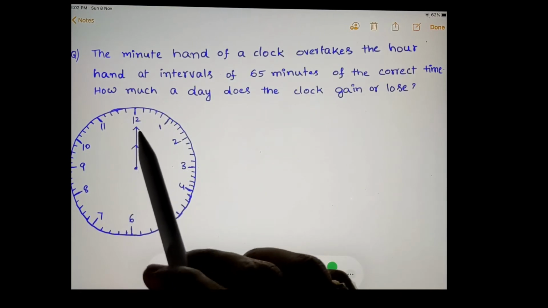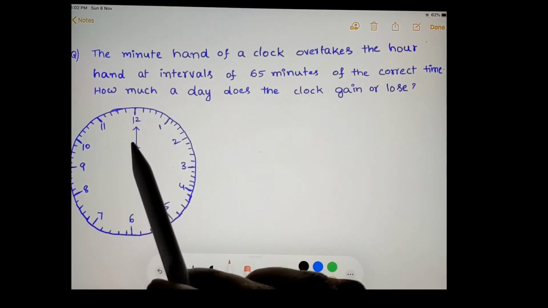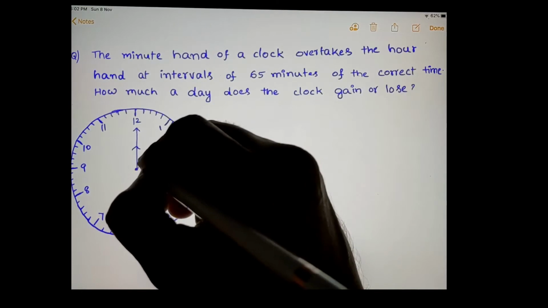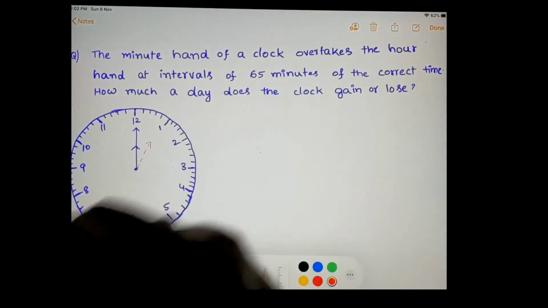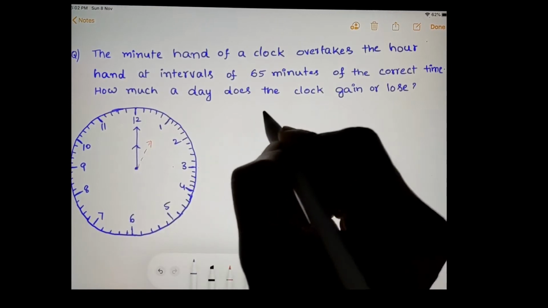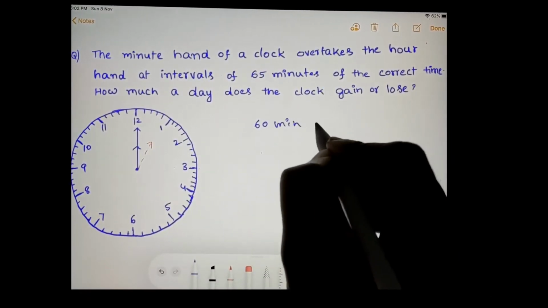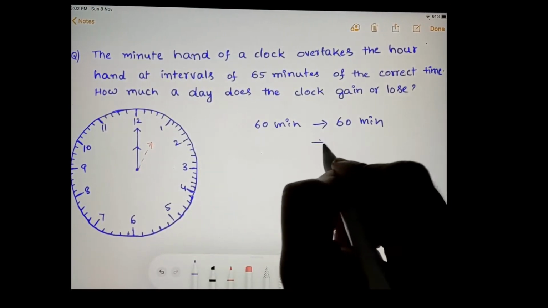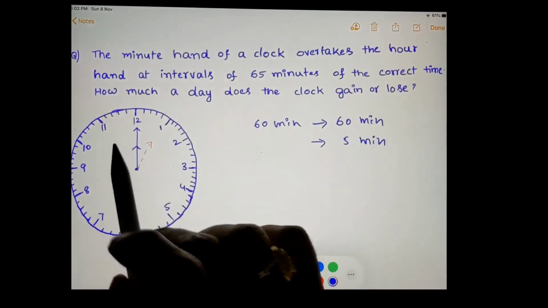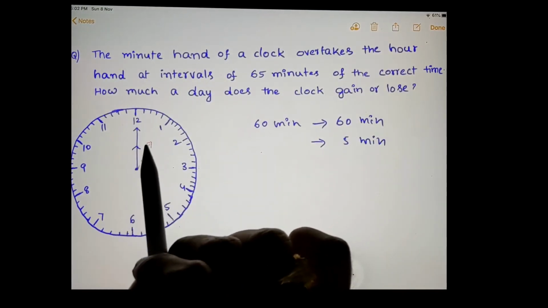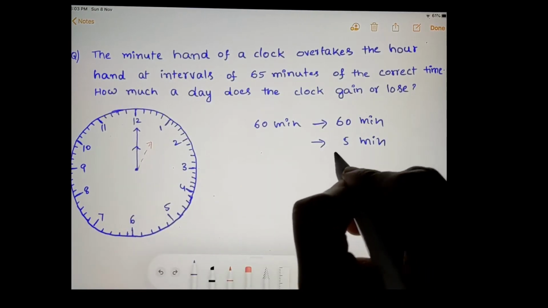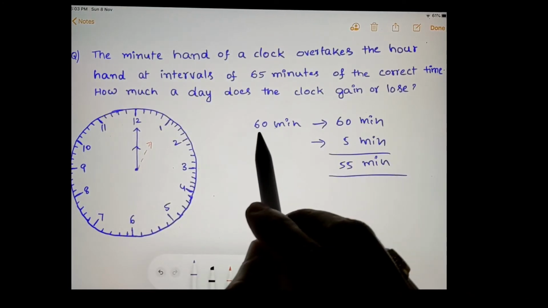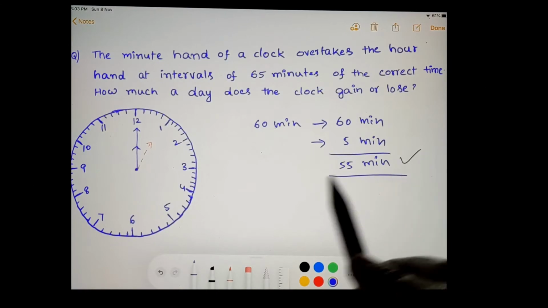That is because currently the long hand and short hand are at 12. When the long hand covers 60 minutes, the short hand will be somewhere here. It means in 60 minutes the long hand covered 60 minute spaces, and in the same 60 minutes the short hand covered only 5 minute spaces. Previously the short hand was at 12, now it is at 1. The total difference is 55 minute spaces. That's the reason we say in 60 minutes the long hand gains 55 minute spaces.